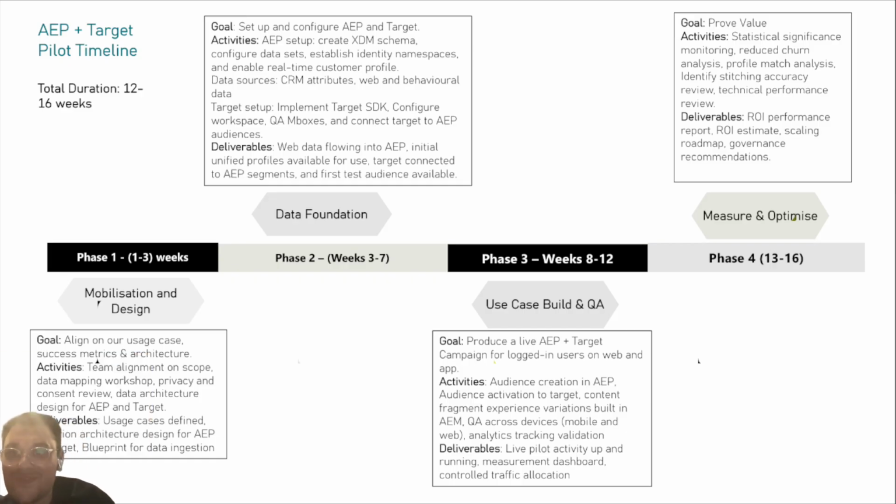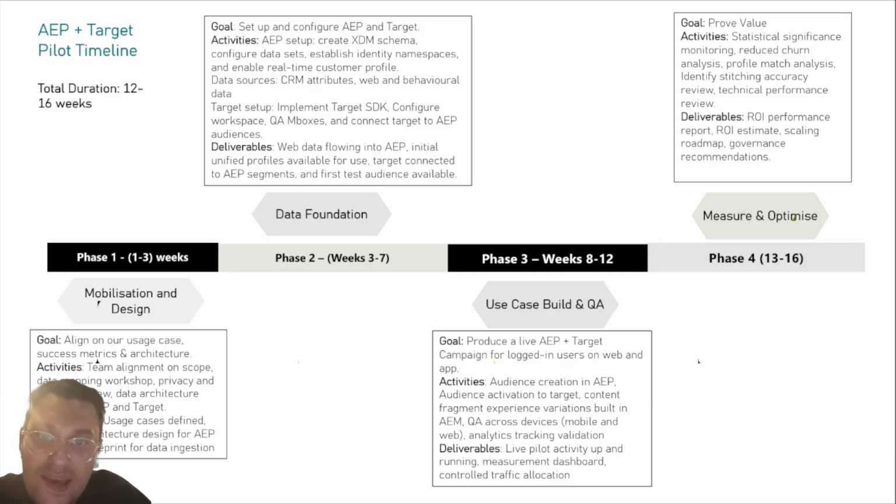So we've divided this into 4 stages. Phase 1, 3 weeks, mobilization and design. Goal: align our usage case success metrics and architecture. So we want to deliver our usage cases, our solution architecture for AEP and Target, and a blueprint for data ingestion. Phase 2, goal: set up and configure AEP and Target.